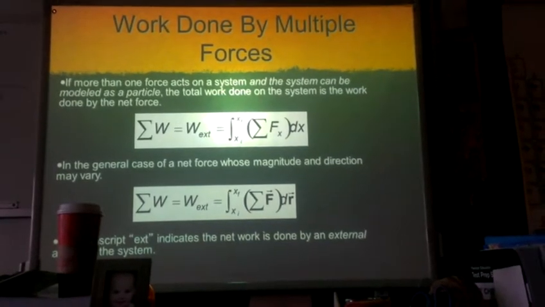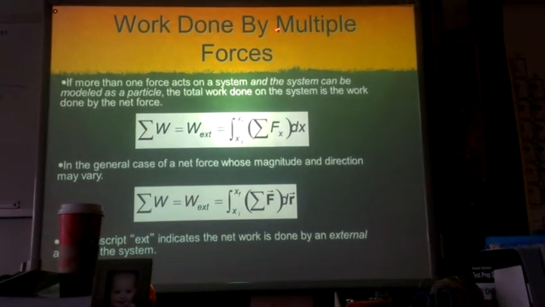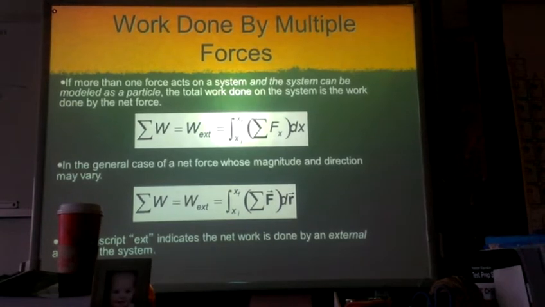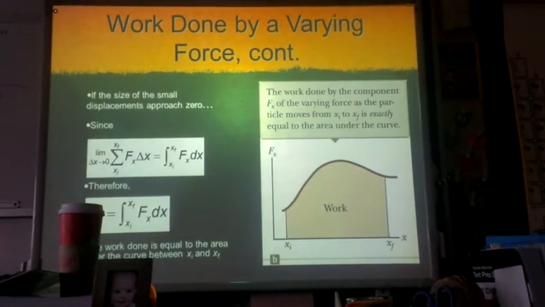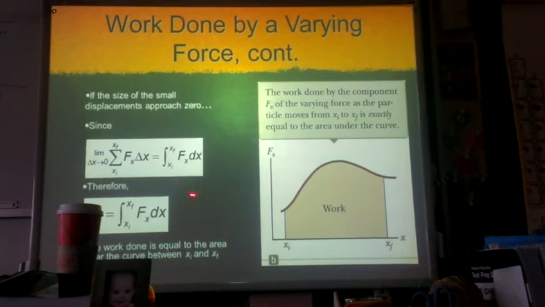All right, guys, we're picking up from where we left off with work done by multiple forces. So let's say that there's not just one force that acts on a particle. On the last slide, I see that I can integrate the work based on integrating force with respect to a certain amount of displacement, so with respect to x. And that's just if I'm thinking about one varying force.